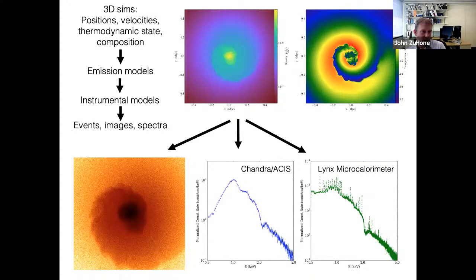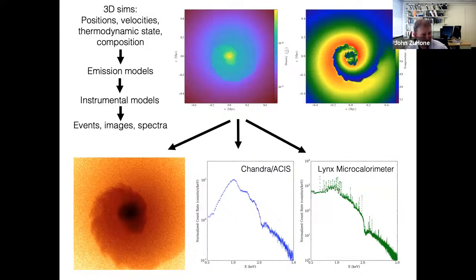But of course, we don't just want simplified models like, say, isothermal beta models or point sources or things like that. We have real astrophysical 3-dimensional simulations with things like positions, velocities, thermodynamic states, compositions, varying metallicity across the simulation, varying temperature, etc. And what we want is to create simulated observations of these objects from different lines of sight, at different redshifts, whatever.